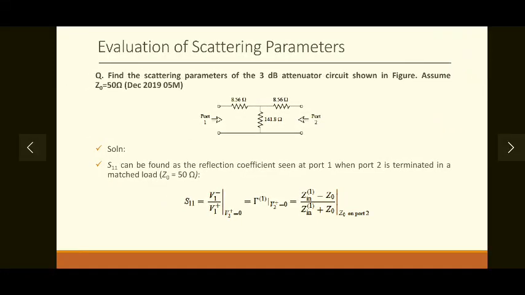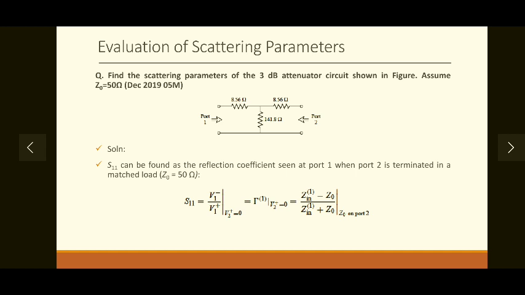Now on your screen you can see one example. This question was asked for 5 marks in the December 2019 microwave engineering exam of Mumbai University. Find the scattering parameters for the 3 dB attenuator circuit shown in the figure. Assume Z0 to be 50 ohm. Z0 is nothing but the characteristic impedance. As you can see, there are 3 resistors involved, 2 of them having value 8.56 ohm and 1 of them having 141.8 ohms. Port 1 and port 2 are shown. Now we have to calculate the S parameters for this particular network.